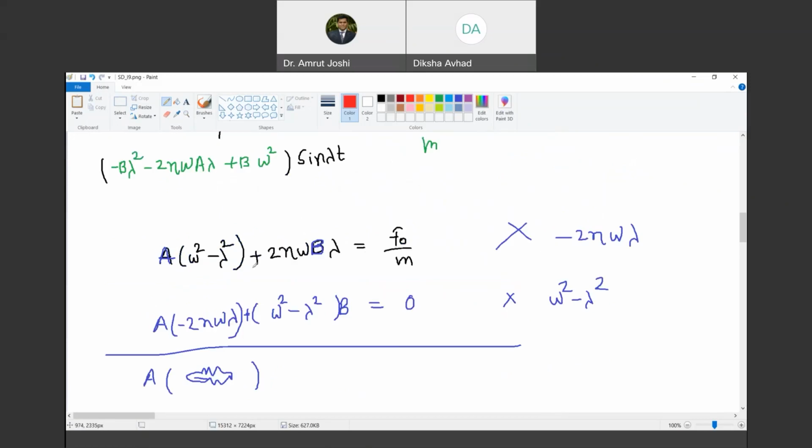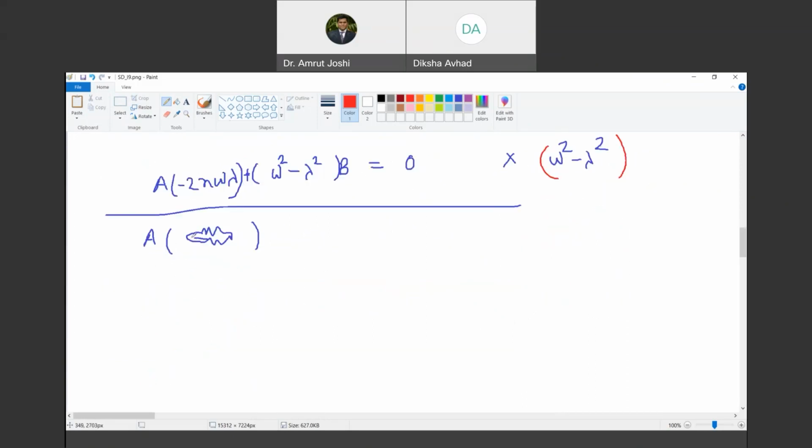So how do we solve that? We are going to eliminate a. To eliminate a, we are going to multiply the first equation by the coefficient of a in the second equation, and we are going to multiply the second equation by the coefficient of a in the first equation. Standard process. So here we are multiplying the second equation by omega square minus lambda square. The first equation will be multiplied by minus 2 eta omega lambda.